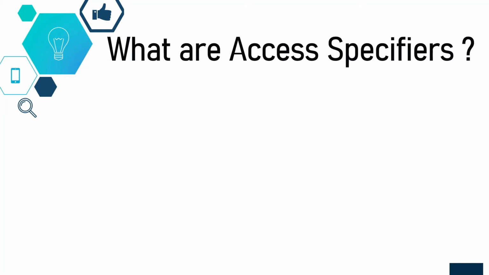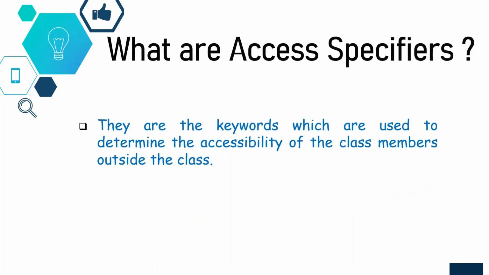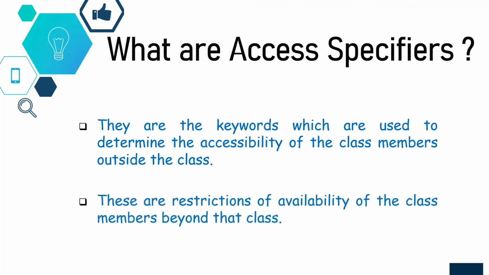Now let us see what are access specifiers. They are the keywords which are used to determine the accessibility or the availability of the class members, that is variables and the functions, outside the class. In other words, these are the restrictions on the availability of the class members, that is the variables and the functions, beyond the class to which they belong.